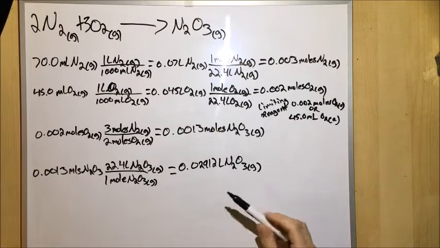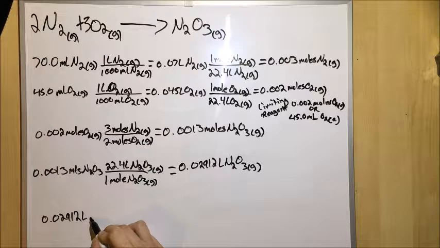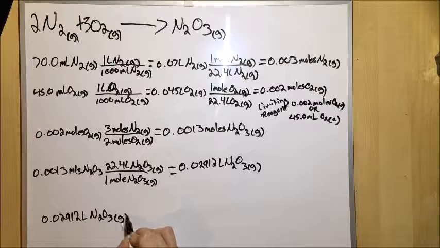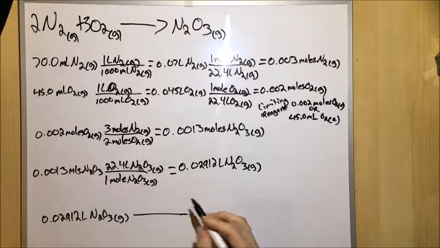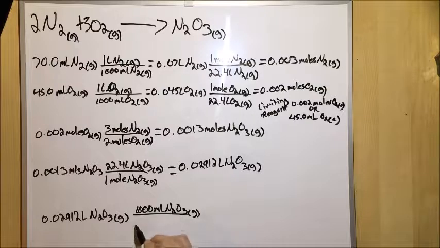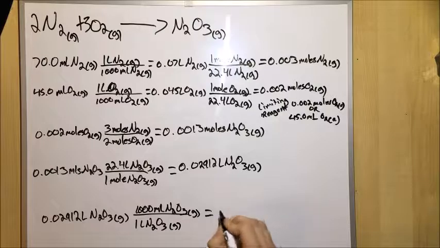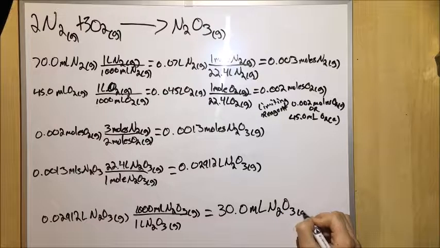We're almost there. All we have to do now is convert liters to milliliters. So we have 0.02912 liters of dinitrogen trioxide gas. We're going to choose a unit conversion factor that will have liters cancel out and give us the answer in milliliters. So I'm going to choose 1,000 milliliters of dinitrogen trioxide gas over 1 liter of dinitrogen trioxide gas. And I'm going to round this number, so our answer is 30.0 milliliters of N2O3 gas.